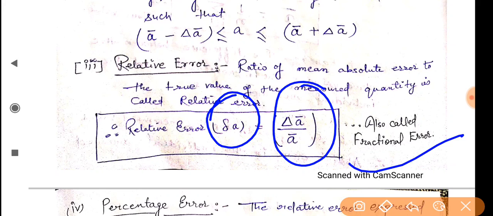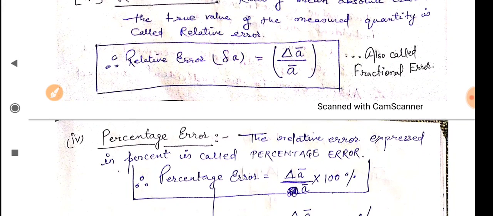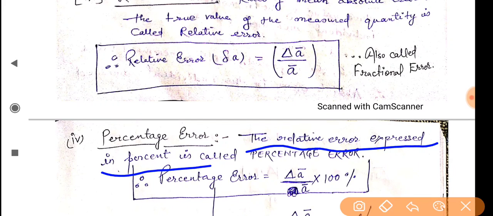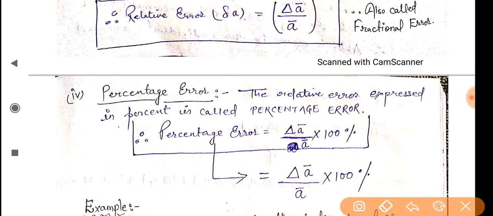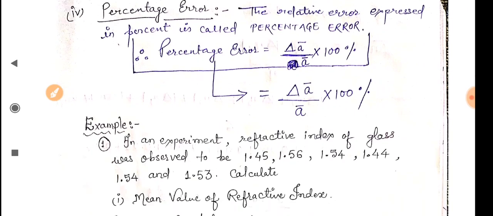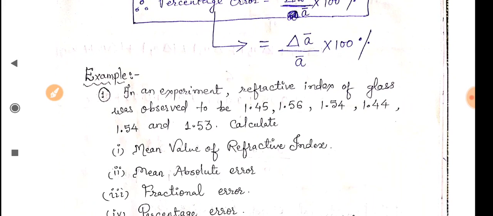It is also known as fractional error, and when the relative error is expressed in percent it is called percentage error, and thus percentage error is given by Δā divided by ā into 100%. Okay dear students, we will understand it in a better way using an example.